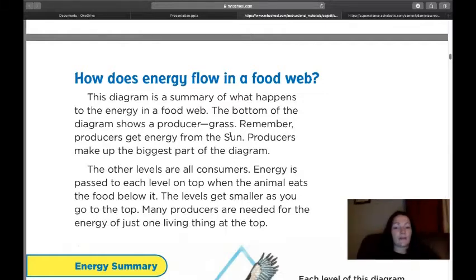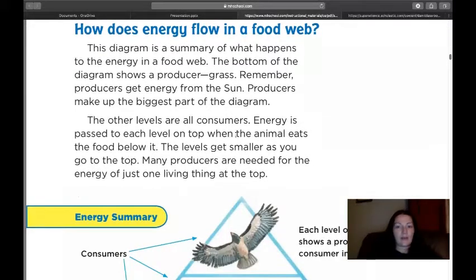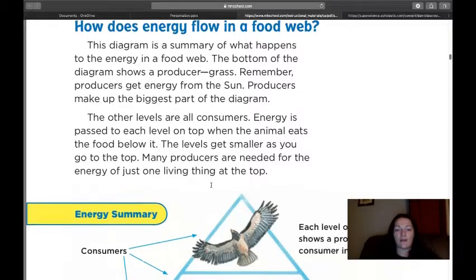The other levels are all consumers. Energy is passed to each level on top when the animal eats the food below it. The levels get smaller as you go to the top. Many producers are needed for the energy of just one living thing at the top.